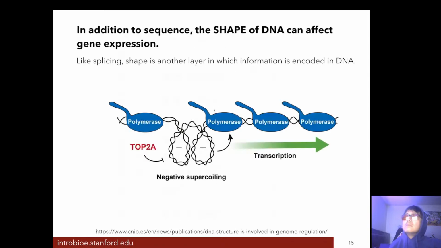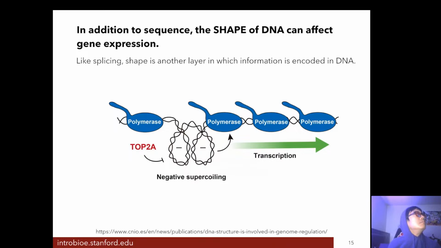Another way in which DNA is an information-rich carrier is because the shape of the DNA actually can affect gene expression. So like splicing, shape is another layer in which information is encoded within DNA. So what do I mean by the shape of the DNA? Well, it turns out when polymerases are actively transcribing DNA, they lead to negative supercoils behind and positive supercoils on either side of it. So if you've ever played with your shoelaces and you twist them, you can actually get them to coil up. And that's the same type of thing that's happening with your DNA as a polymerase is moving along.